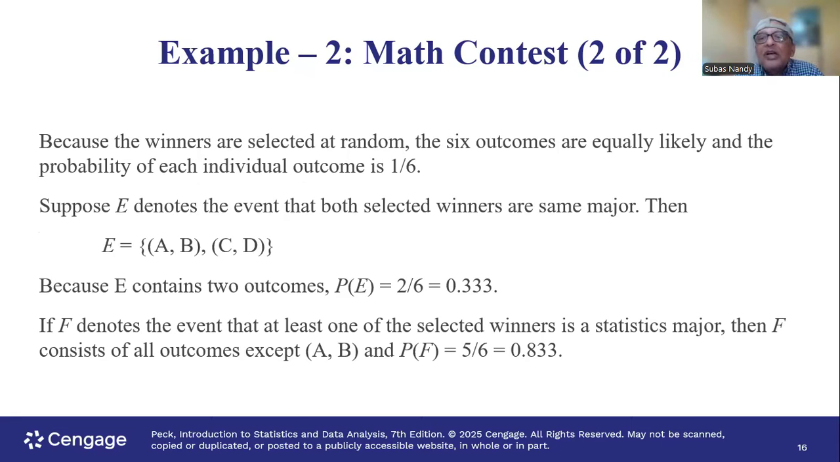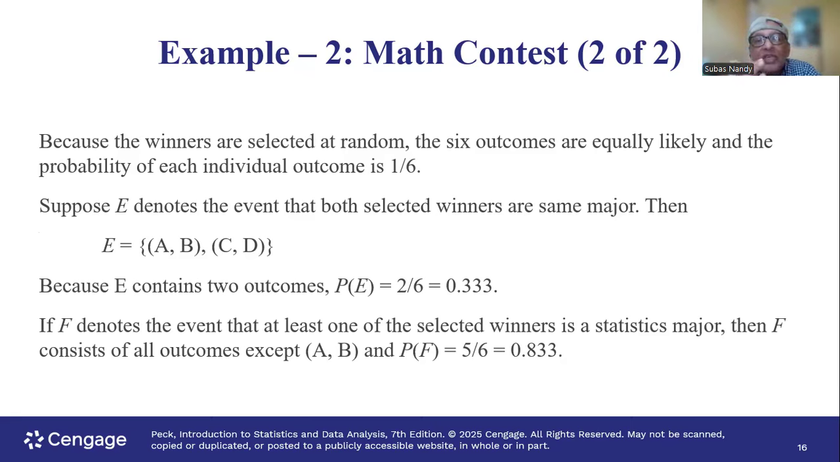So each possible combination has an equal chance of getting selected. Six possibilities. So the probability of each of them getting selected is 1 out of 6. Each combination divided by 6, the total number of combinations: 1 out of 6.